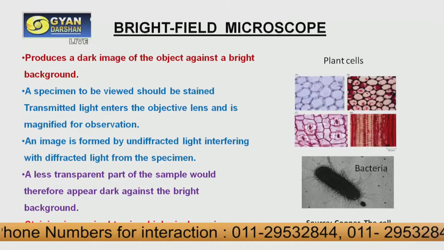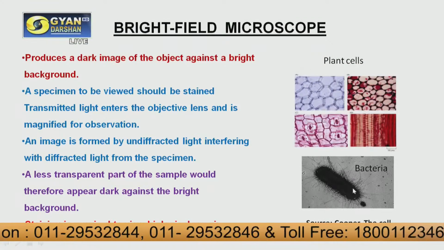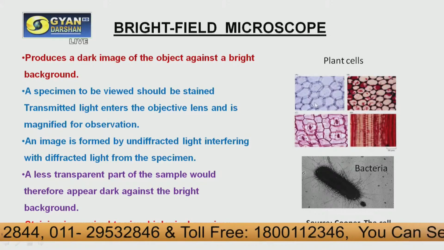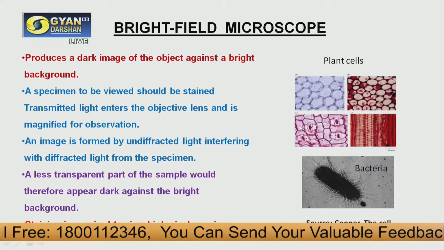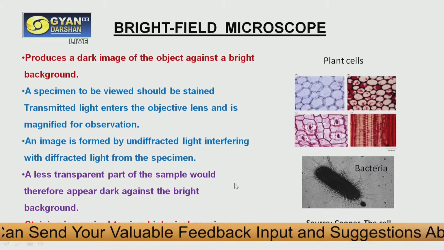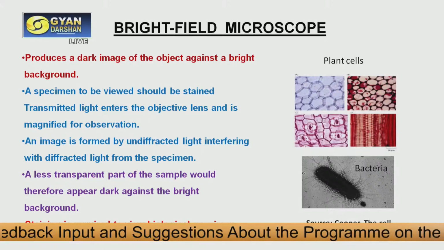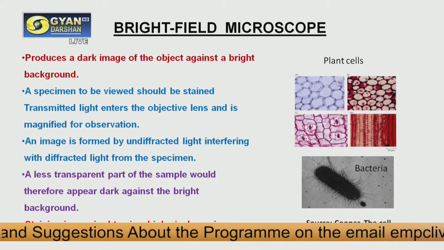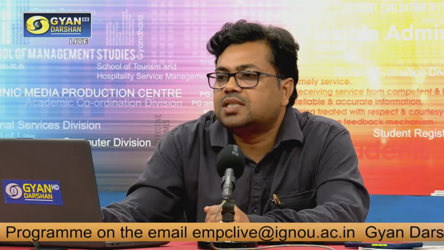You can see here some images captured with the bright field microscope. The bacteria show a dark image against the bright background, and these are images of plant cells, the stem cells. Basically, the bright field microscope requires fixation of the sample and then a staining dye. Stain is required for biological samples if we want to increase the contrast of the image.